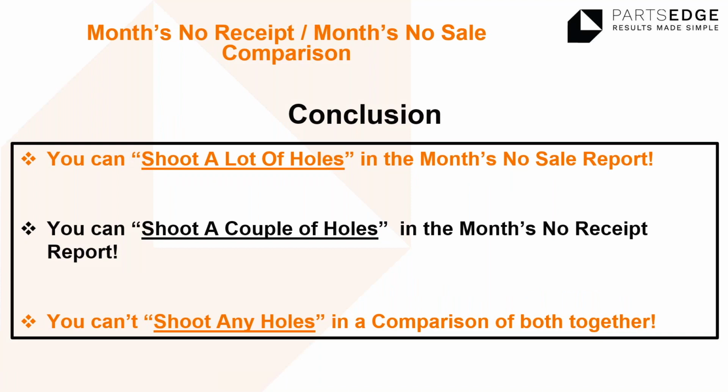So really, in conclusion here, what's the best way? Should I continue to look at months no sale? Should I look at months no receipt? If I only had one way personally to really manage my inventory, I'd want to do it by receipts. But if I have both of these critical aspects, one of the things that I can tell you is I can shoot a lot of holes in the no sale report.